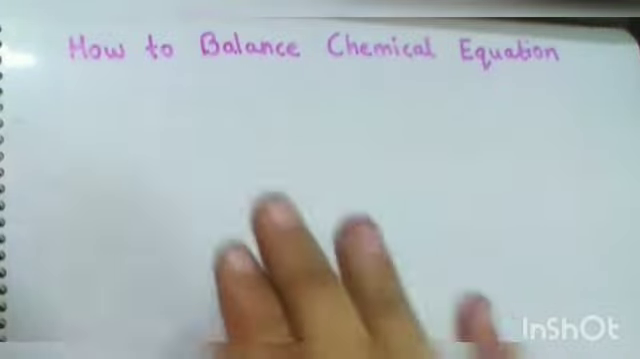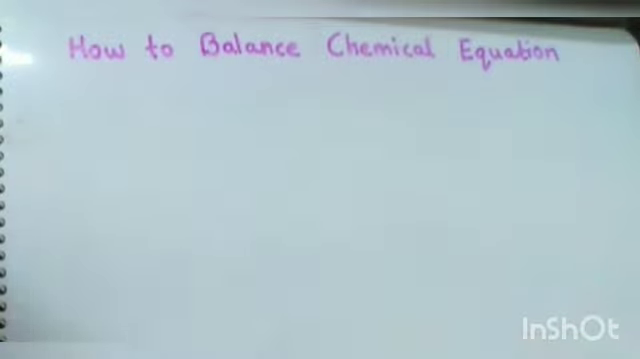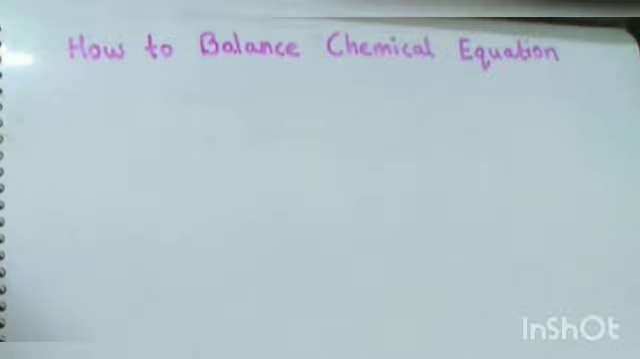So today we are going to learn how to balance chemical equations with 4 easy steps, and I'm going to give you plenty of examples to understand these rules very easily, so that you can balance the chemical equations easily. Okay, so let's begin.